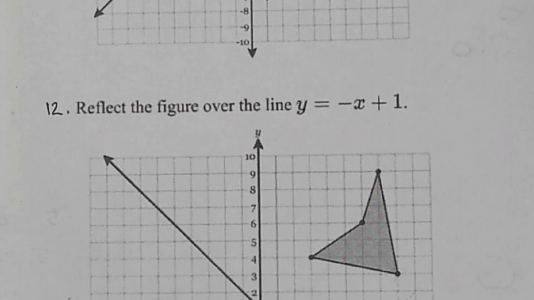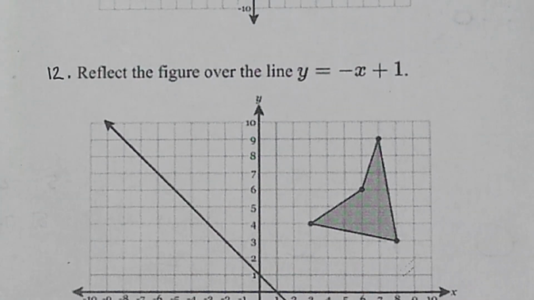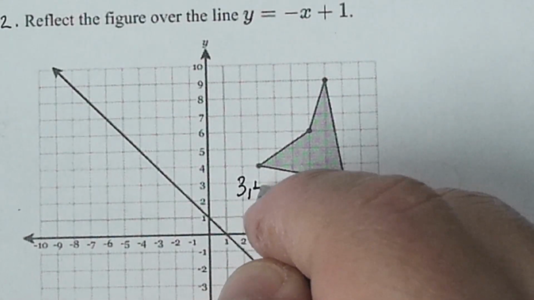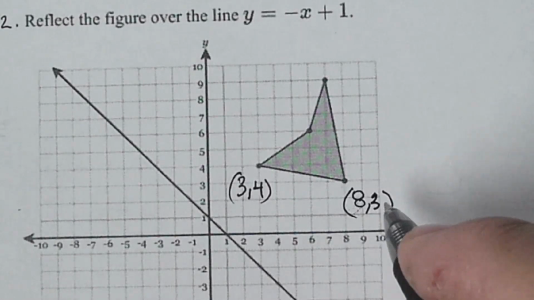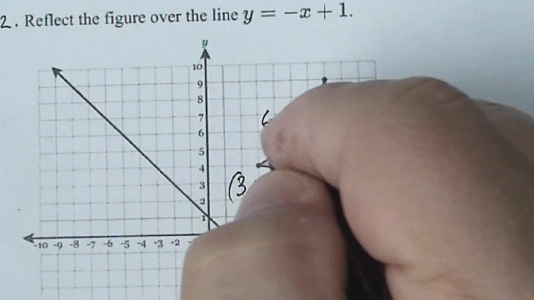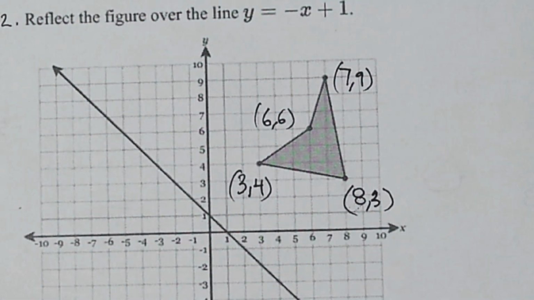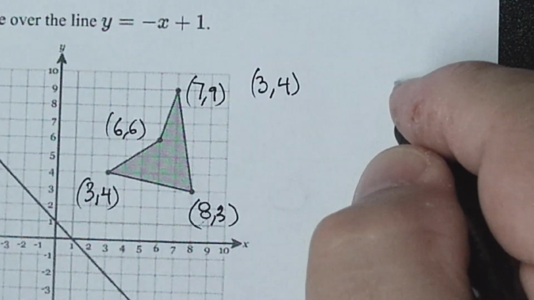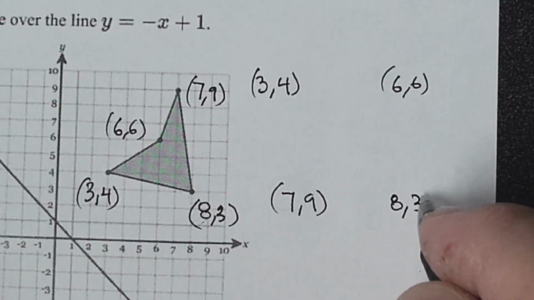Number 12. Reflect the figure over the line y equals negative x plus 1. So let's go ahead and plot these points again. This one is 3 comma 4. This one is 8 comma 3. This one up here is 6 comma 6. And this one right here is 7 comma 9. All right. Let's go ahead and do our little numbers on the side. So we got 3, 4, we got 6 comma 6, 7 comma 9, and 8 comma 3.